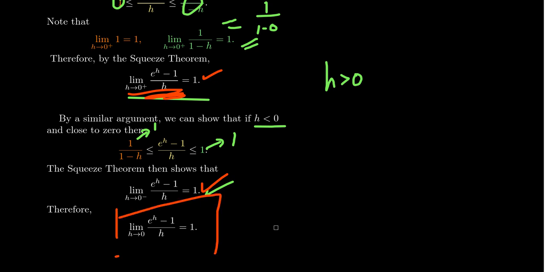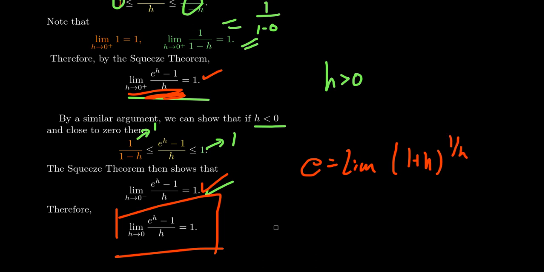And we see that the limit as h approaches 0 of e to the h minus 1 over h is equal to 1. And so this follows by an application of the squeeze theorem, but more importantly, it follows from the fact that e was the limit. You know, we define e to be the limit of 1 plus h to the 1 over h power as h goes to 0.